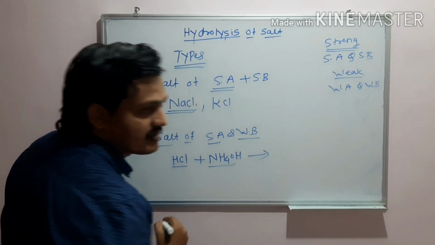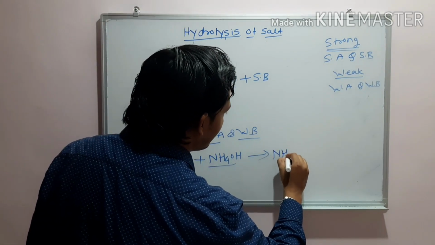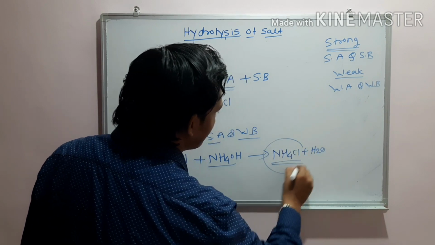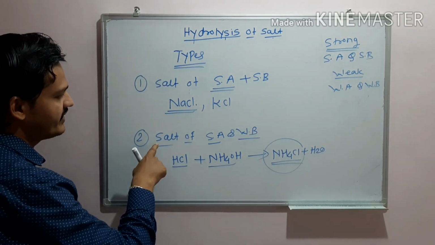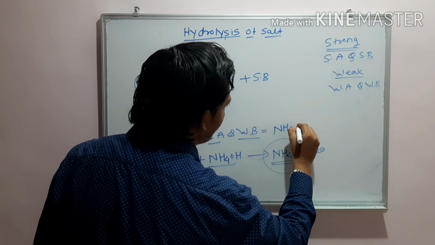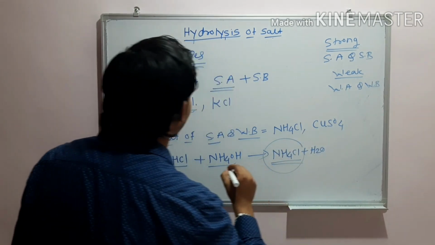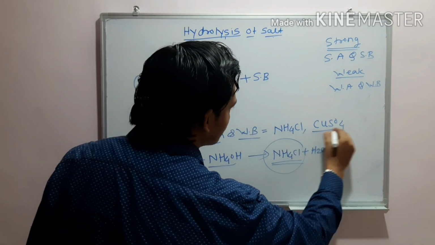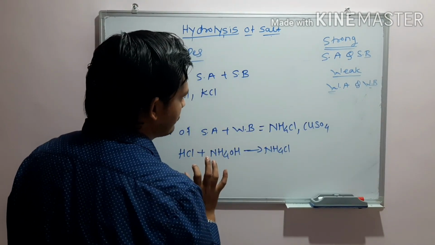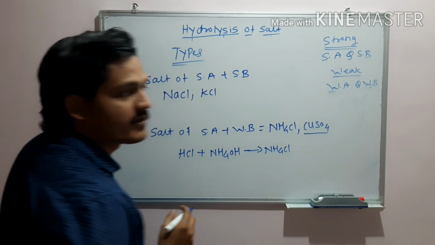And the product is NH4Cl plus water. I don't want the water, I just want NH4Cl. So this is the example of salt of strong acid and weak base. Another example I am writing here is CuSO4. Copper sulfate is also a strong electrolyte because it is formed by combination of strong acid and weak base.